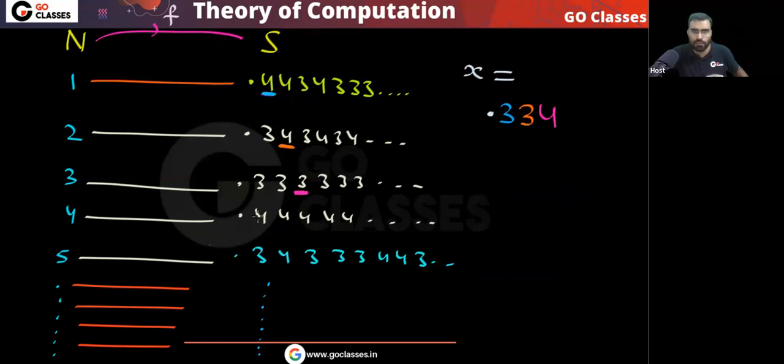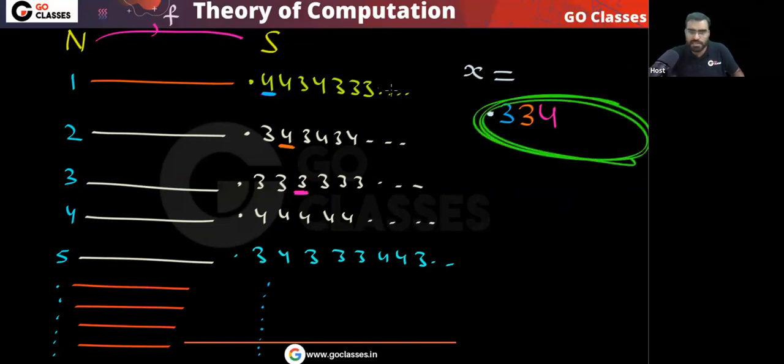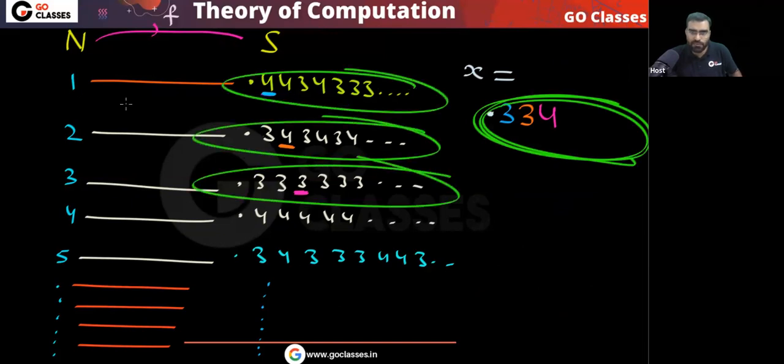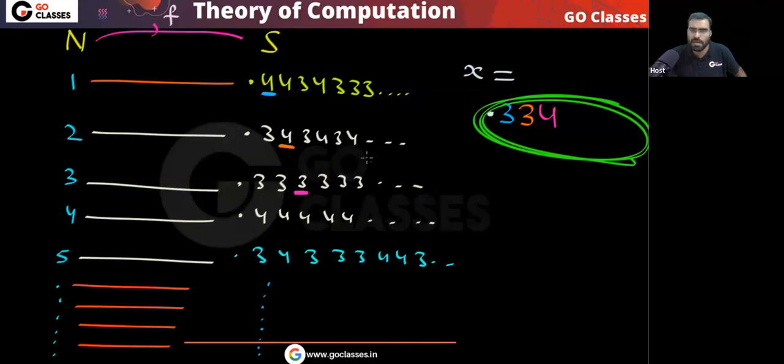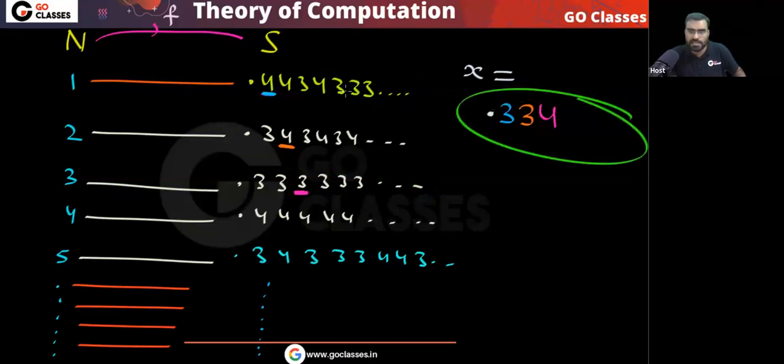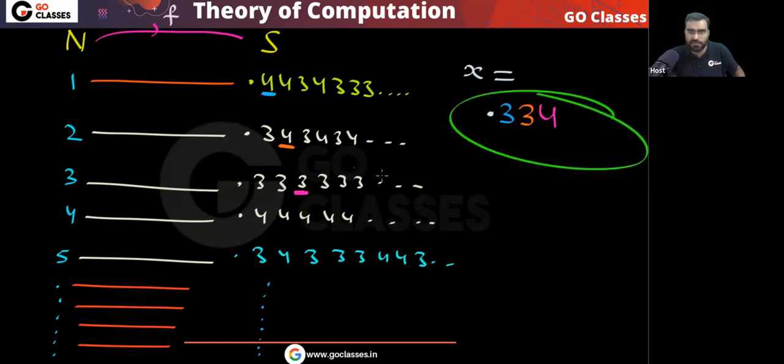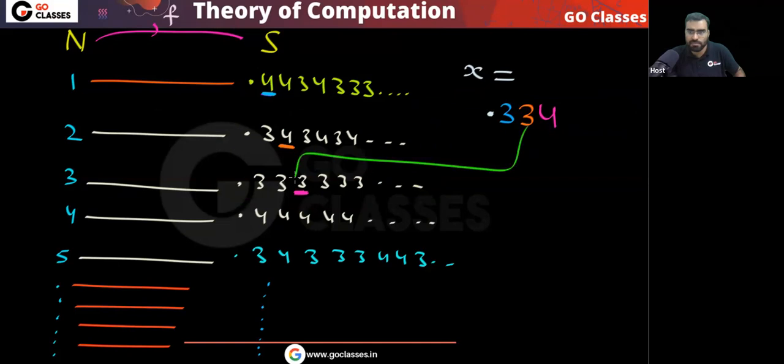Now tell me, what will be the fourth digit? Notice one more thing. Can I guarantee that whatever x I create is different from this, different from this, different from this? Yes or no? Agree? Whatever x I create will be different from these. I hope you understood. This x is different from this in the first position, different from this in the second position, and different from this in the third position.